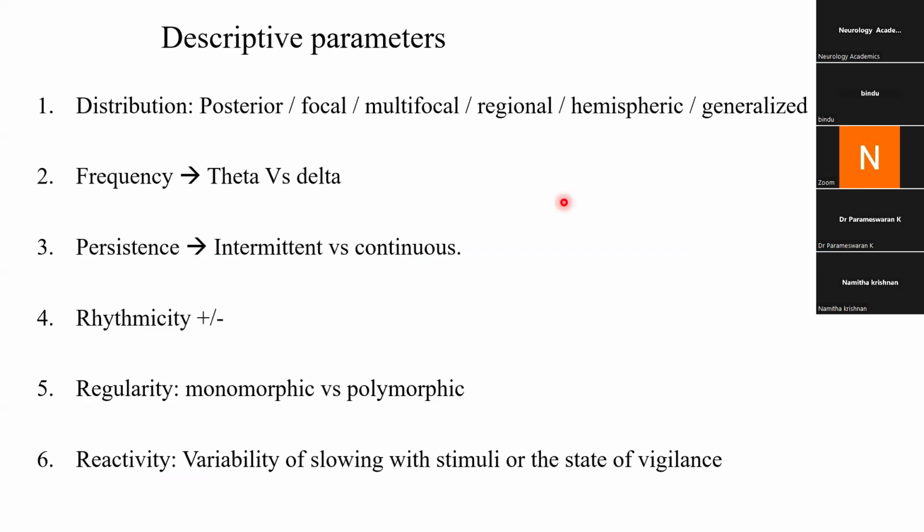So we will be describing it based on the distribution of the slowing, whether it is posteriorly located or focal. Focal means a sublobar localization. Multifocal means more than 3 spatially distributed areas are involved. Regional means localization to a lobe, either frontal or temporal, like that. Hemispheric means one hemisphere, and generalized means diffuse involvement.